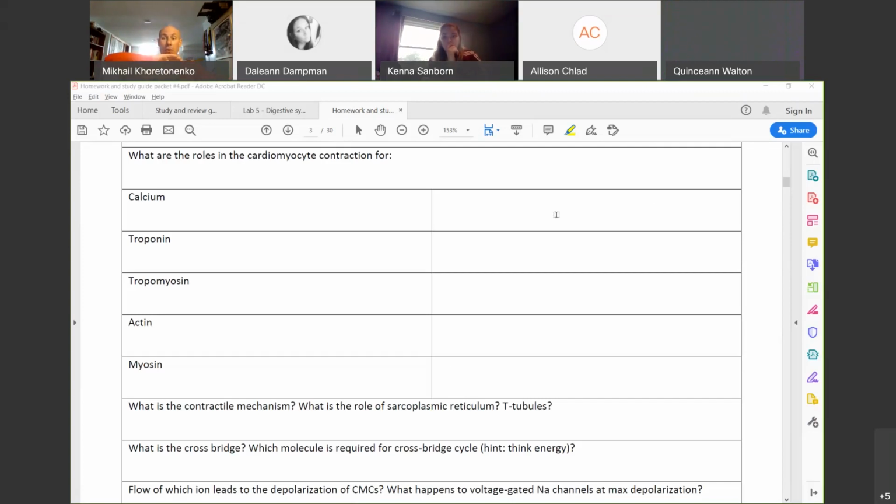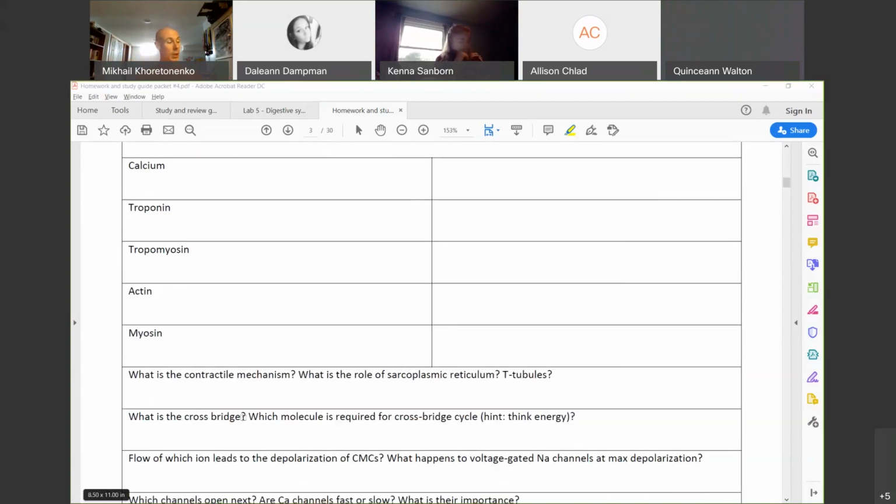Sliding mechanism. So the thin filament slides against the thick filament. That's the contractile mechanism. Okay, so same. If there is an electric signal, then T-tubules will transmit the electric signal, opening calcium channels in the endoplasmic reticulum. Cross bridge. So a cross bridge is formed between the myosin and the actin. Which molecule is required for the cross bridge cycle? ATP.